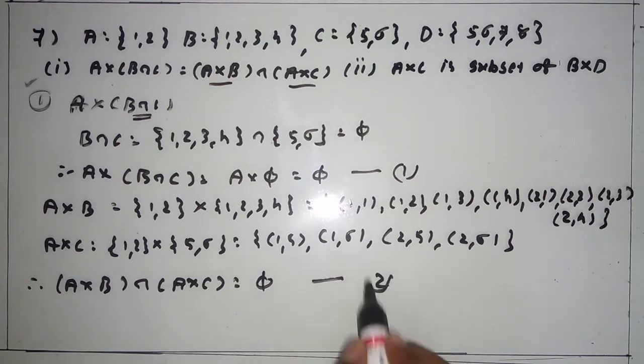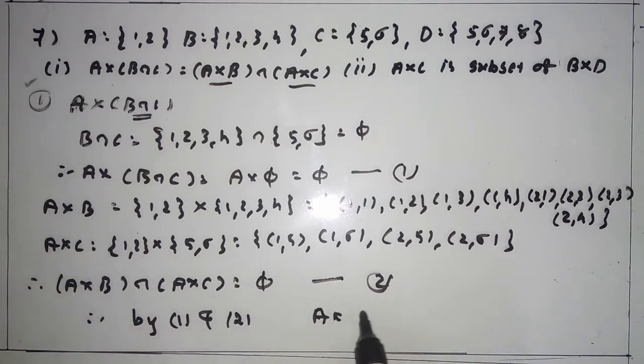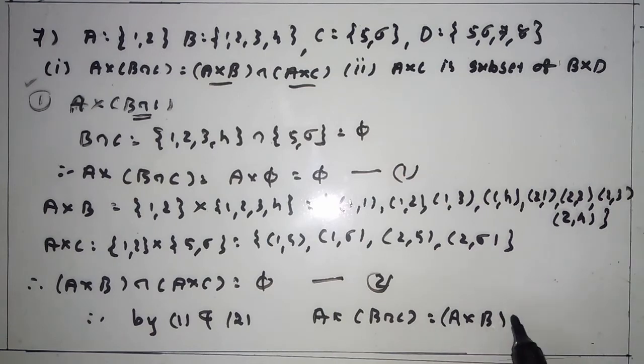Take this as result number 2. Therefore, by 1 and 2, we say that A × (B ∩ C) is equal to (A × B) ∩ (A × C). Clear? Hence proved.